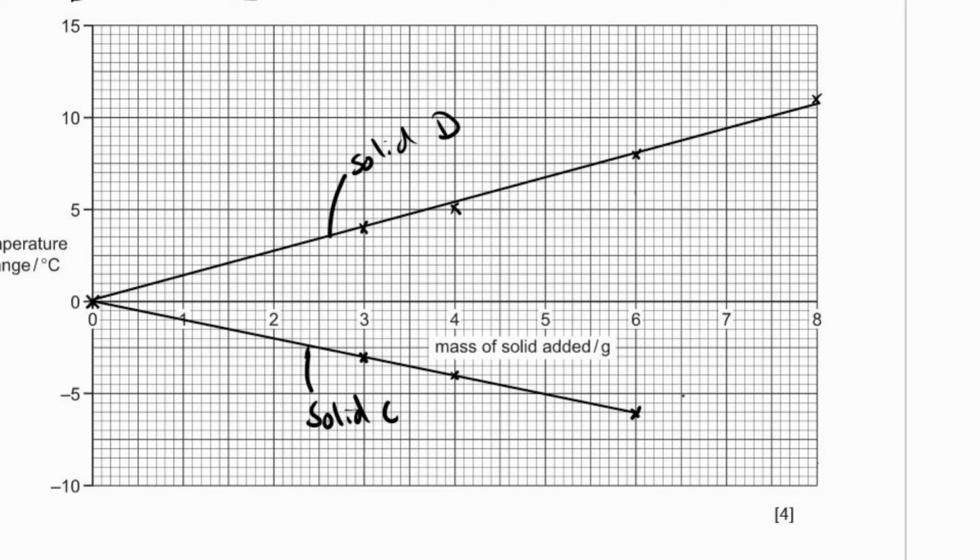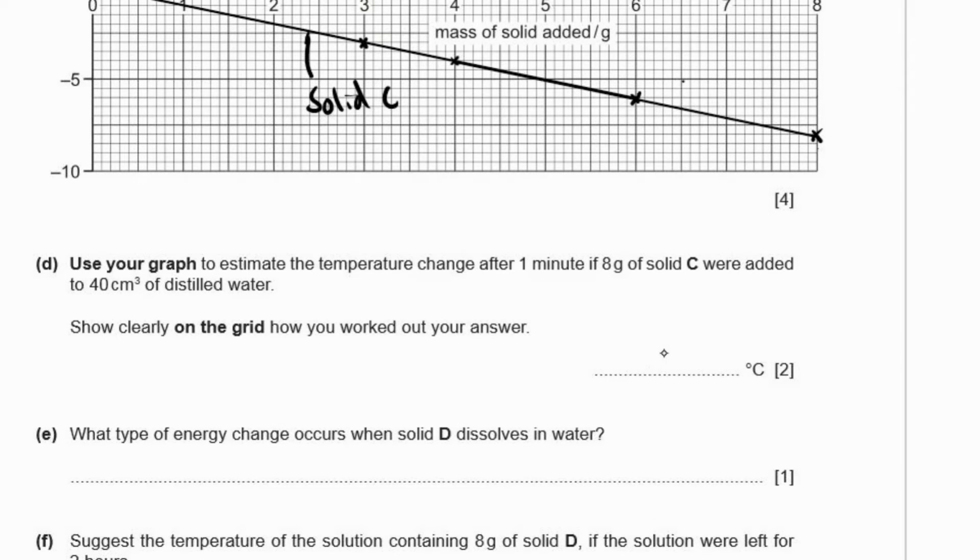On this graph, you do actually extend it beyond, because what you need to do is find out what happens when you add 8 grams. All you do is extend the line all the way to 8 grams. Okay, the line is extended to 8 grams, and just draw a point there. That point right there is at minus 8 degrees Celsius. So the answer is minus 8, and the units have been written in for you, so that's okay.